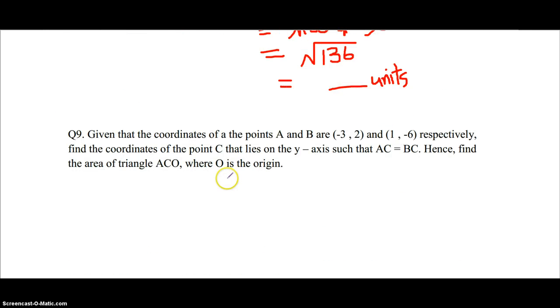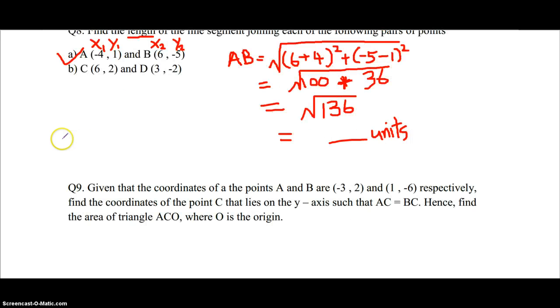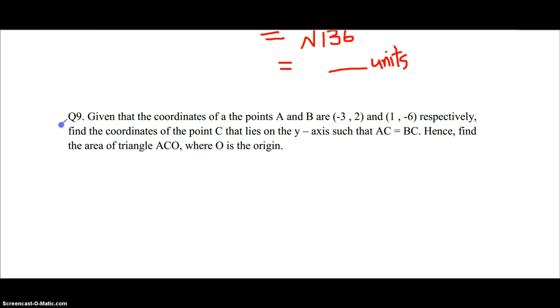Now let's move on to the next question. For this, please work out the answers and show it to me during the next lesson. Given that the coordinates of the points A and B are (minus 3, 2) and (1, minus 6) respectively, find the coordinates of C that lies on the y-axis such that AC is equal to BC, and hence find the area of the triangle ACO, where O is the origin.